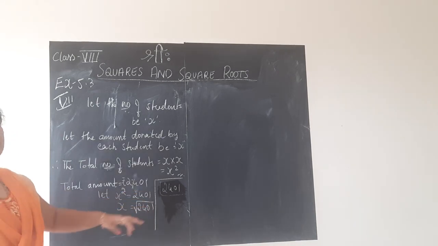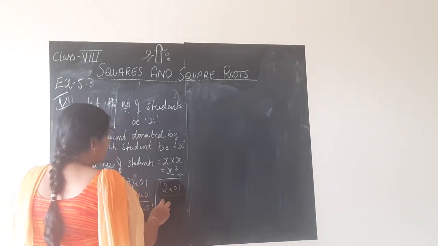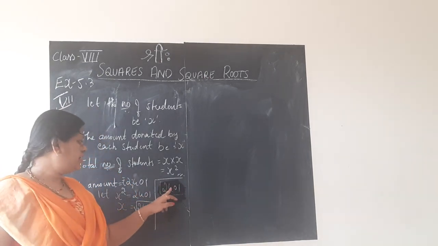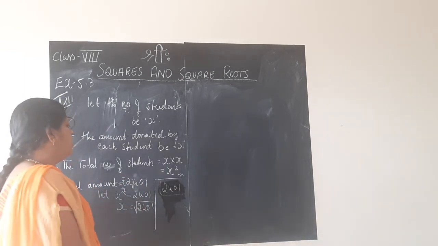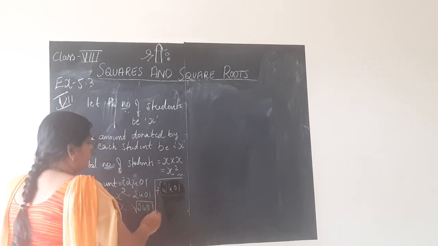So, we shall find the square root by prime factorization method. Since it is an odd number, if you blindly take 3, 3 8s are 24, fine, but 0 and 1 are there. Are they divisible by 3? No, cannot. So 5, I cannot. Next, I will go with number 7.